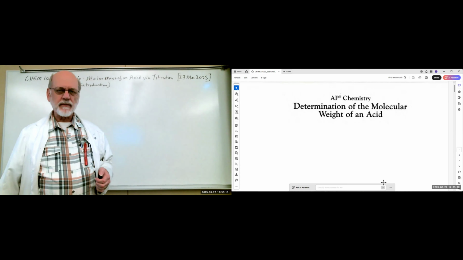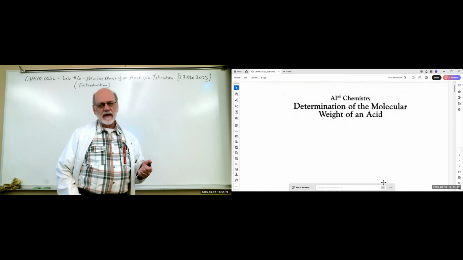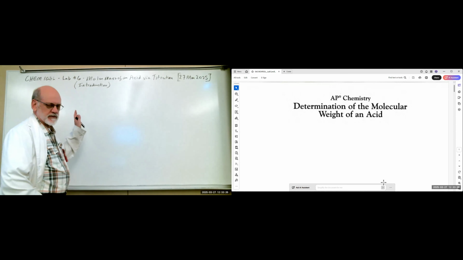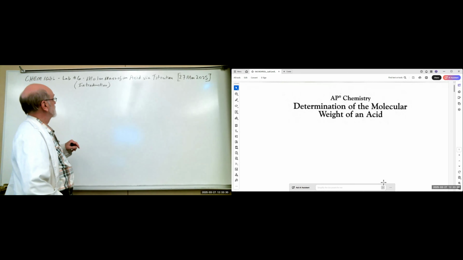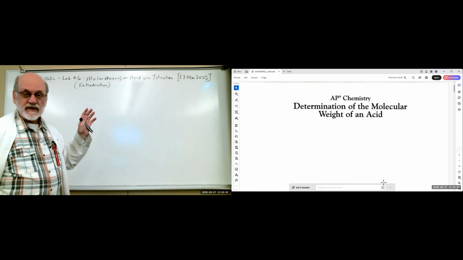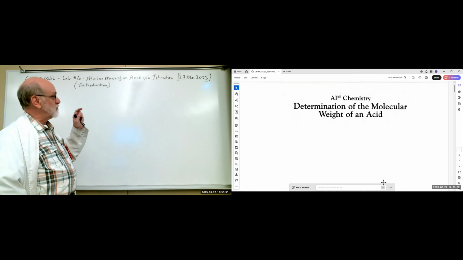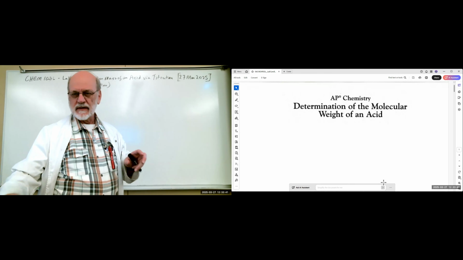So we're going to do a lab called determination of molecular weight of an acid. And I've modified the title a little bit up here so that when the video is posted, it might make a little more sense. We're going to determine the molar mass of an acid, in this case citric acid, by titration with a standard base.